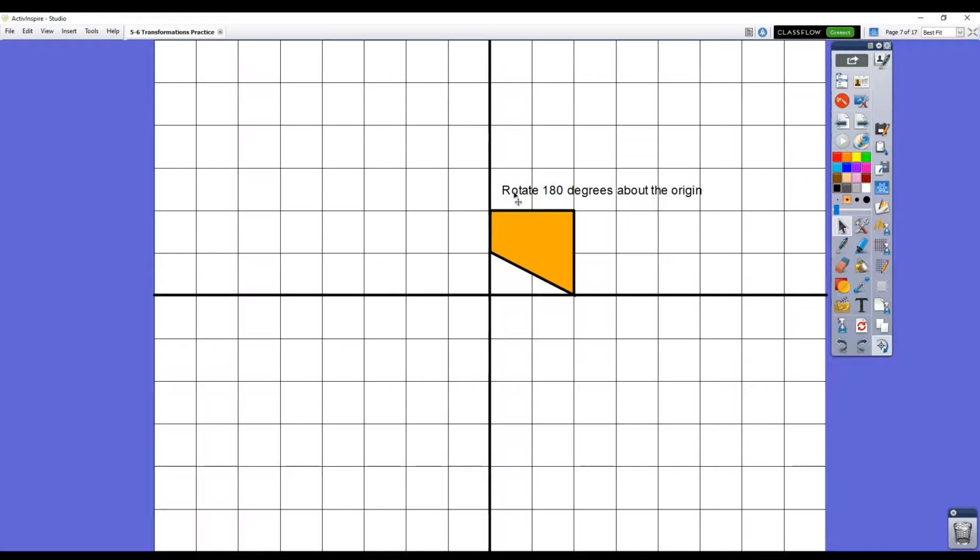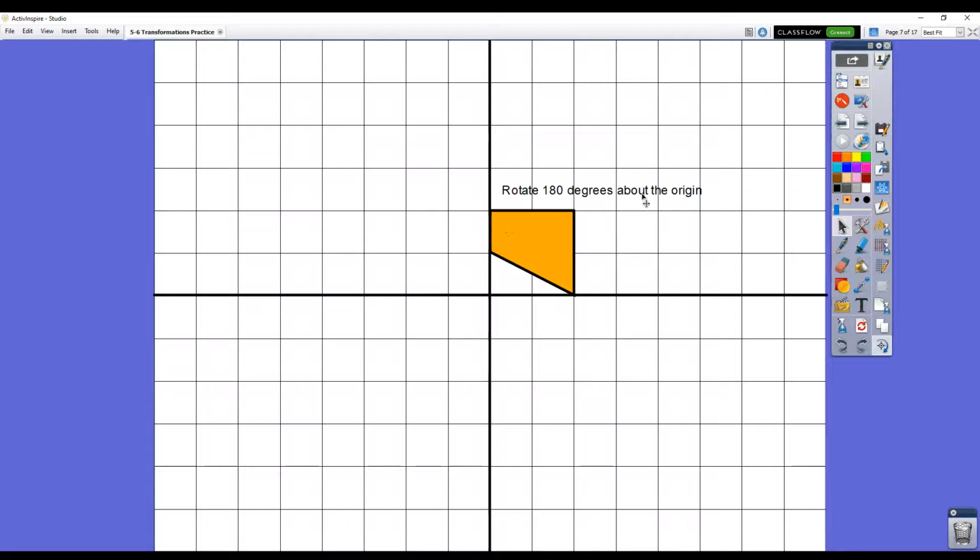So rotate is turn. So we're going to be kind of turning or spinning this somewhere. 180 degrees means it's going to move 2 quadrants. So if it moved just 1 quadrant, that would be 90 degrees. 2 quadrants would be 180 degrees. If it moved another quadrant, that would be 270 degrees. And 360 would get us all the way back in a full circle.